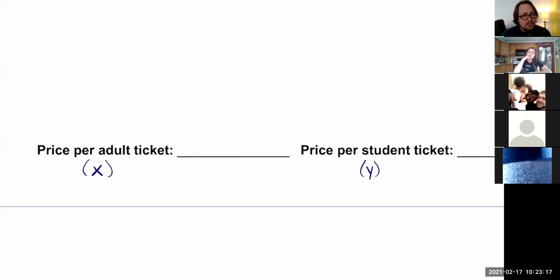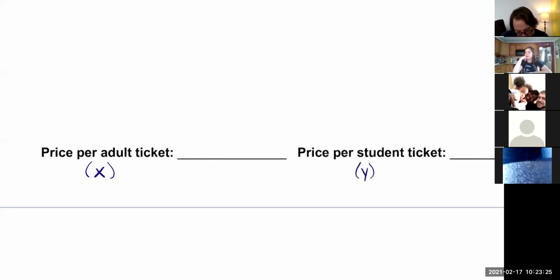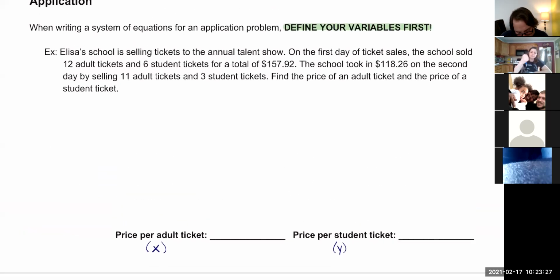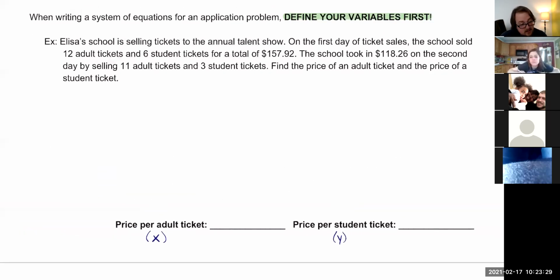But for me, I'm really boring, I guess. I like to just stick with the X and Y's I've been using this whole time. And it doesn't really matter so long as I know which one is which. So X is going to be representing my price per adult ticket. Y is going to be representing my price per student ticket. I'm going to pause there for a moment because I know some of you are writing this down by hand. I'd like you to have a chance to do that, and then we'll jump into solving this.